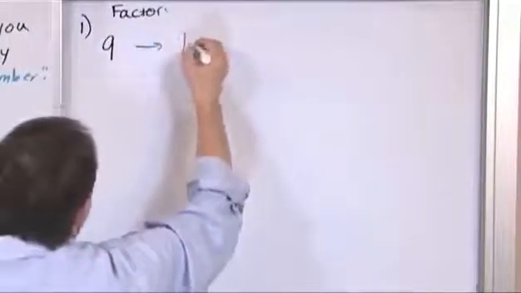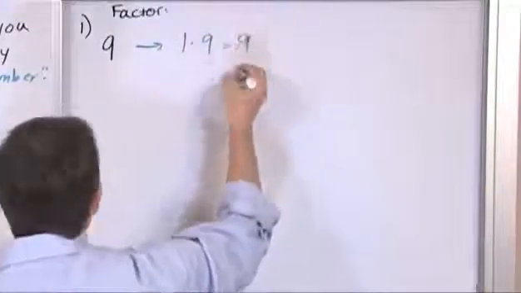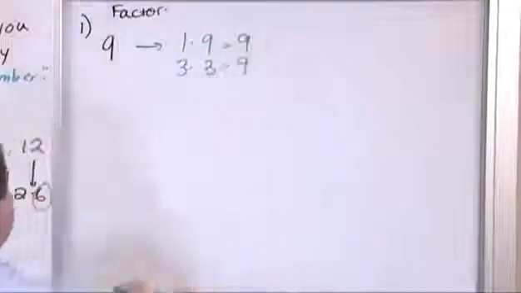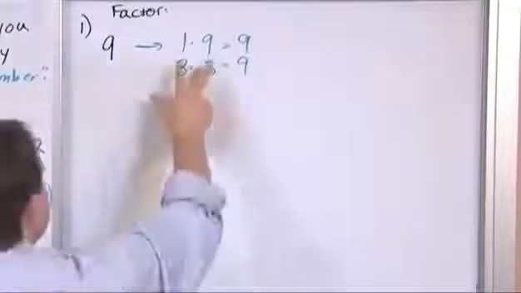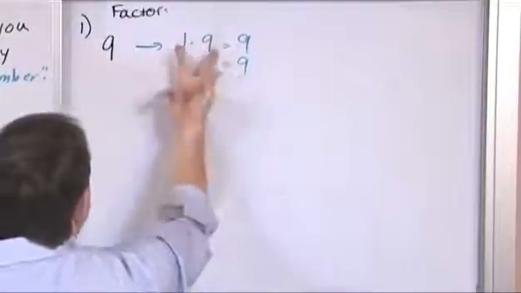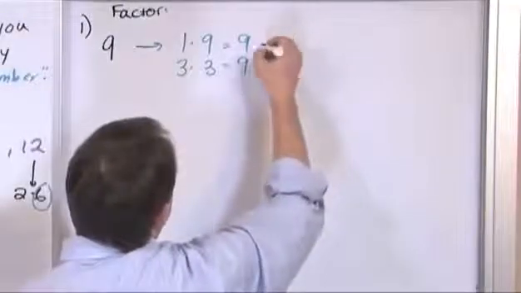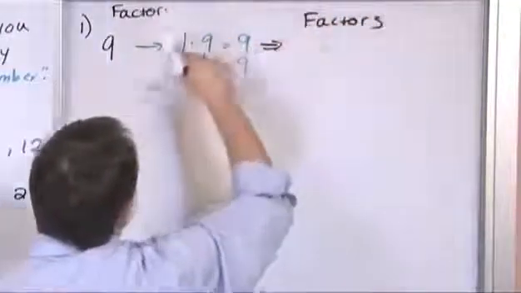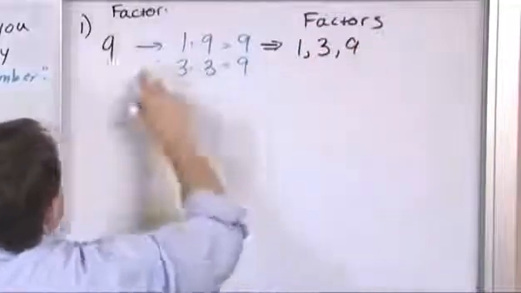Well, right off the bat, you've got 1 times 9 is equal to 9. And you've also got 3 times 3 is equal to 9. So I don't believe there's any other numbers you can multiply together to give you a 9. Yeah, you could say, here you have 1 times 9. You could flip it around and say 9 times 1, but in the end, it's going to give you the same answer. So the factors that we get are going to be these numbers, 1, 3, and 9. These are the factors of this number.